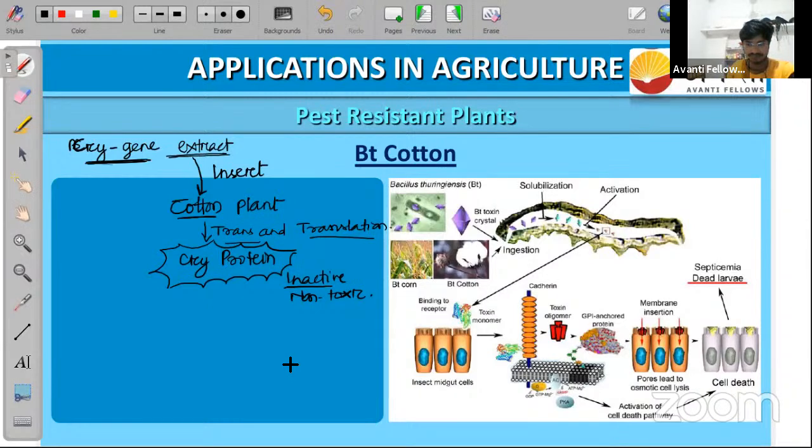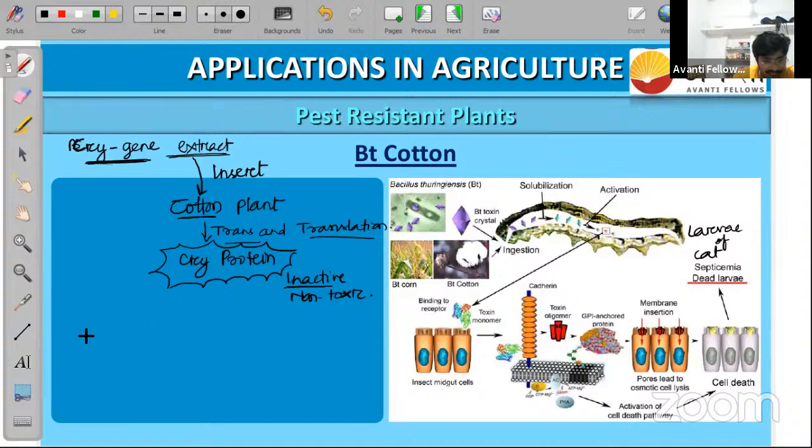The larva of a caterpillar will come and infect this cotton plant. They will start eating the cotton plant. Initially, when the cotton plant was infected by the larva of the caterpillar, they were eating the cotton easily. But what happened after this? What will happen now?